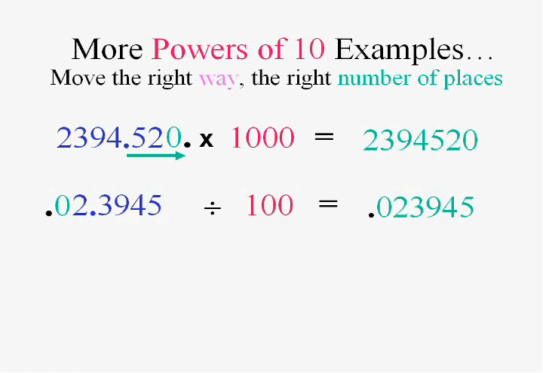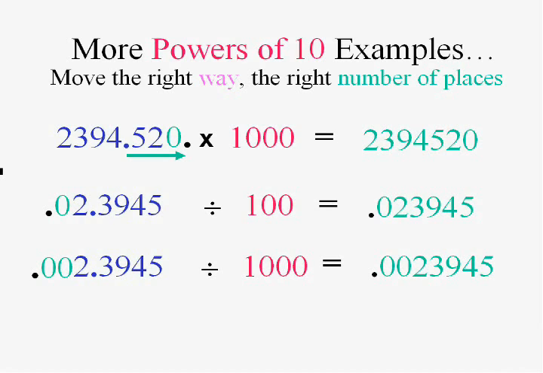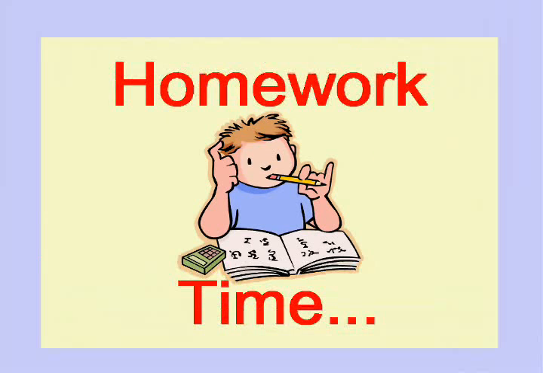So sometimes you're going to have to add zeros. In this case, we're going to go to the left 3 places. So we're actually going to have to add 2 digits this time. We have 1, we need 2 more. And that'll be our answer. Got the idea? Well, go practice. Try the homework.